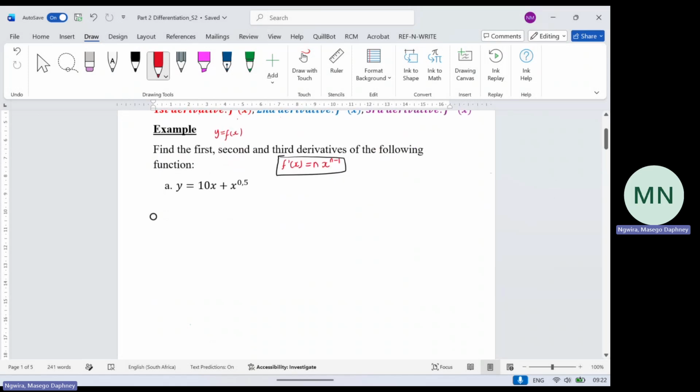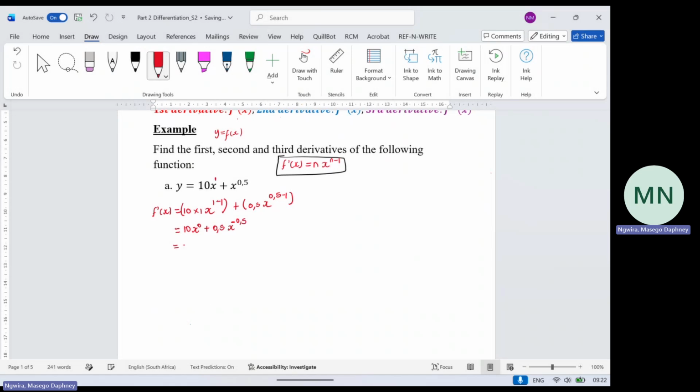So the first derivative, so we are going to say it's f prime. I'm just going to use a red pen. F prime is equal to, then remember here there's a 1, so this will be 10 times 1, then x to the power of 1 minus 1, and then I'm just going to use brackets, then plus, and then this is 0.5 x to the power of 0.5 minus 1. Okay, so we are deriving this, the first derivative. This will be 10, then x to the power of 0, then plus 0.5, then x to the power of negative 0.5.